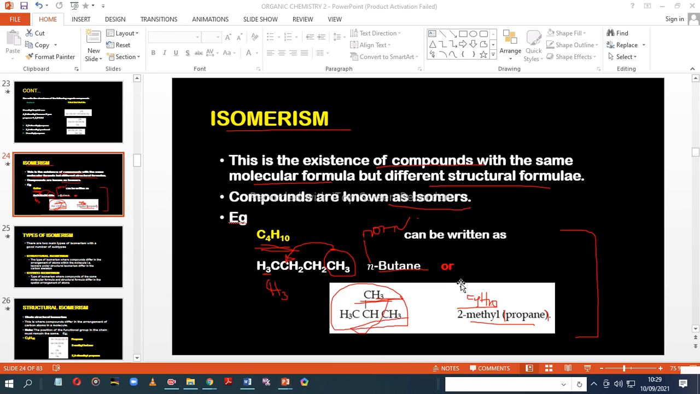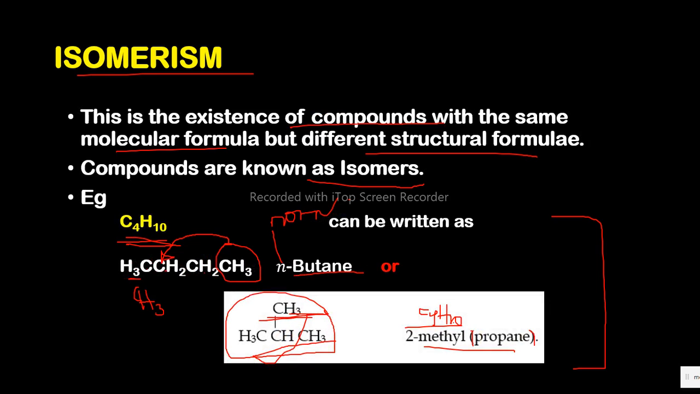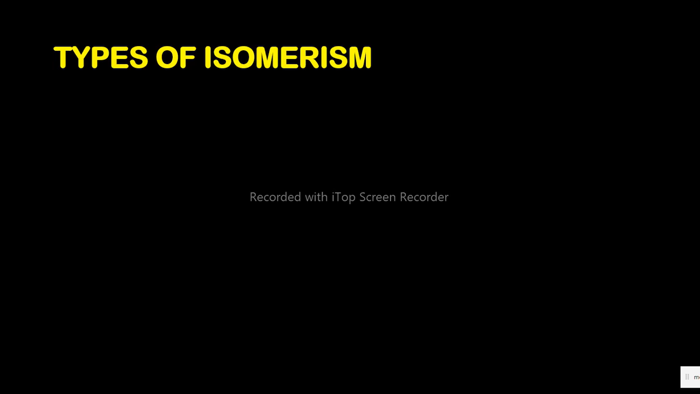So basically that's what isomerism is about: the existence of compounds having the same molecular formula but different structural formulae is what we term as isomerism. Now, we have types of isomerism. In O-level, that's where you stopped; you didn't talk about types. But now here, we shall talk about the types.